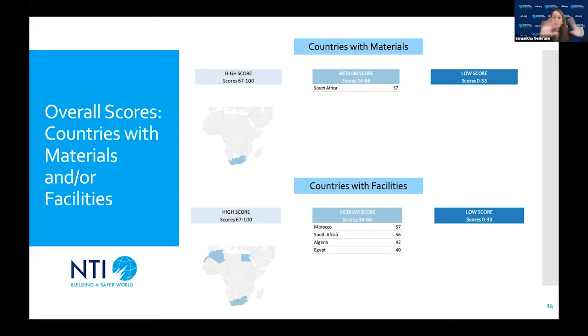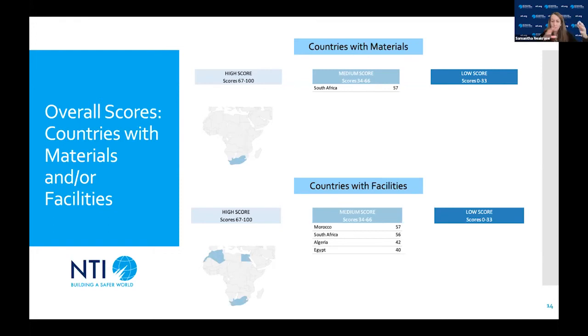The scores are actually spread out across high and medium and low if you look at all 22, but this is where South Africa sits, kind of in the middle. And then in terms of the countries with facilities, you see South Africa again, but also Morocco, Algeria, Egypt, also in the middle. If you look at other regions, this is closest to how Latin America and the Caribbean looks, with most countries in the middle.